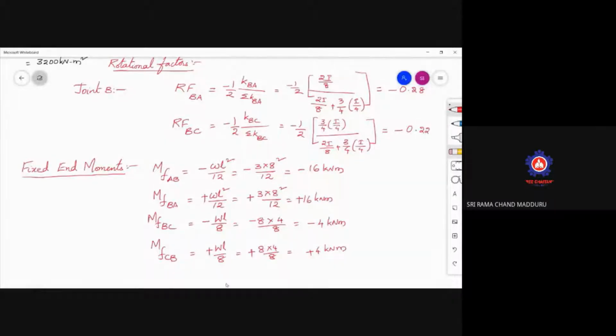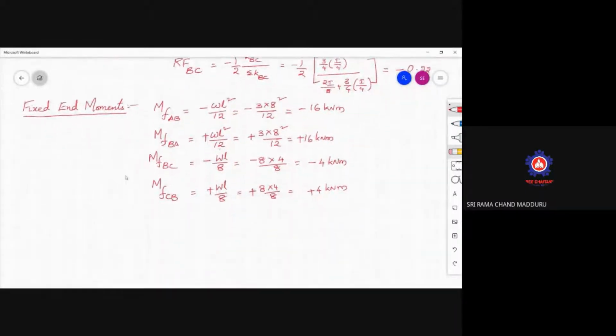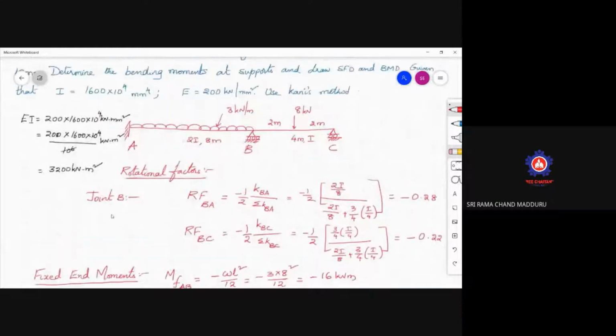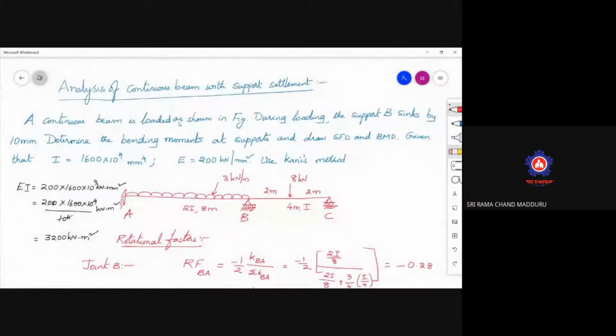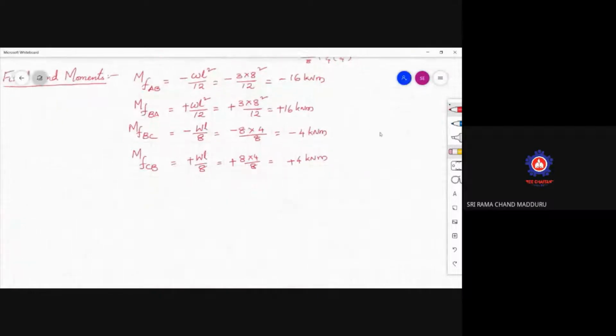Now, after calculating the fixed end moments, here in the question, if you go to the question, you can understand what it is saying. The continuous beam is to be analyzed with support settlement. So when I say it is a support settlement, just see this: support B sinks by 10 mm. Corresponding to this, we need to calculate the fixed end moments due to settlement of supports.